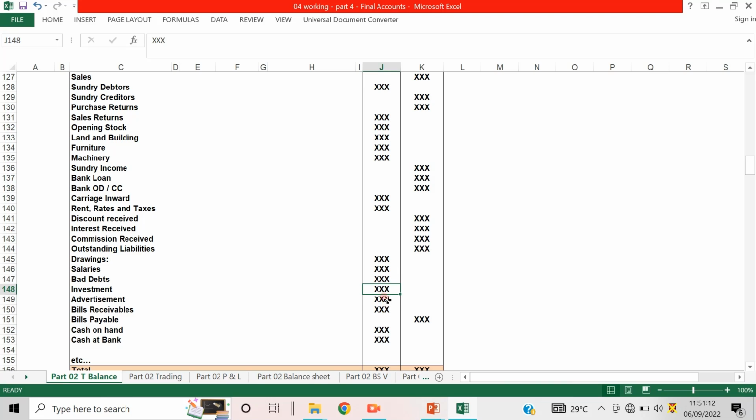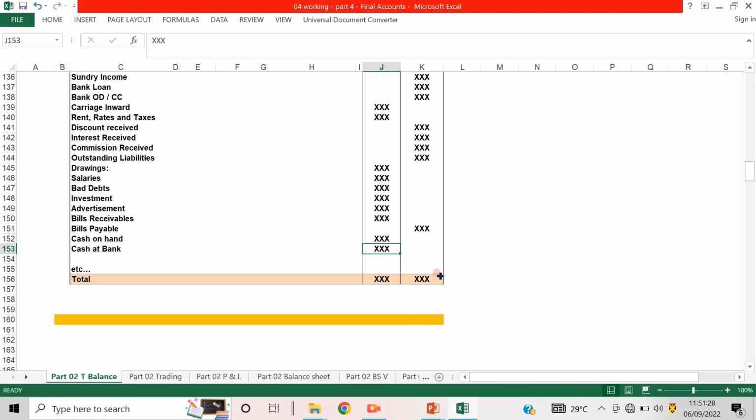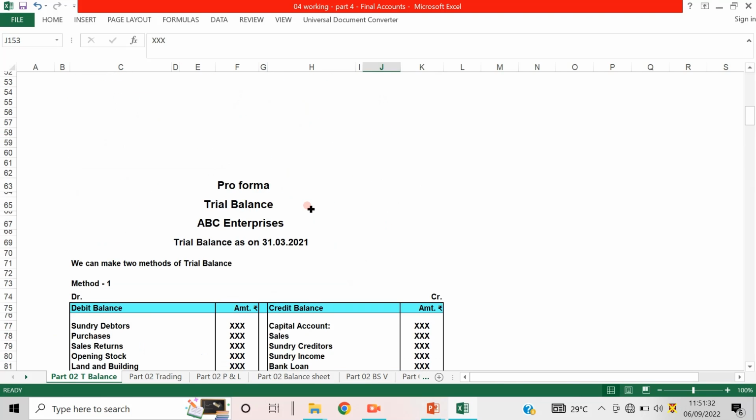Then advertisement is an expense, so debit. Bills receivable is an asset, it is a debit. Now bills payable is a liability, it is a credit. Cash in hand is an asset, it is a debit. Cash at bank is also an asset, it is debit. So now the total will come. The total must tally, it should not be different.